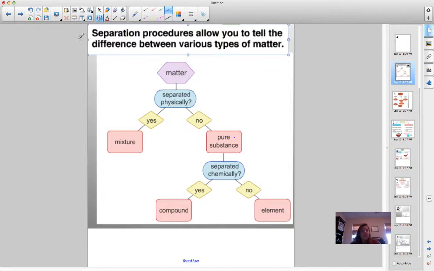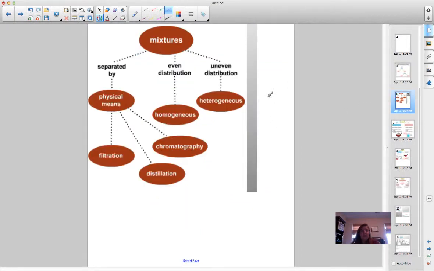Now, getting back to our mixture over here, this mixture can be further divided. Looking at this concept map right here, I have our mixtures. If it has an even distribution, that means that it's uniform throughout. We call that a homogeneous mixture. If it's unevenly distributed, then we call it a heterogeneous mixture.